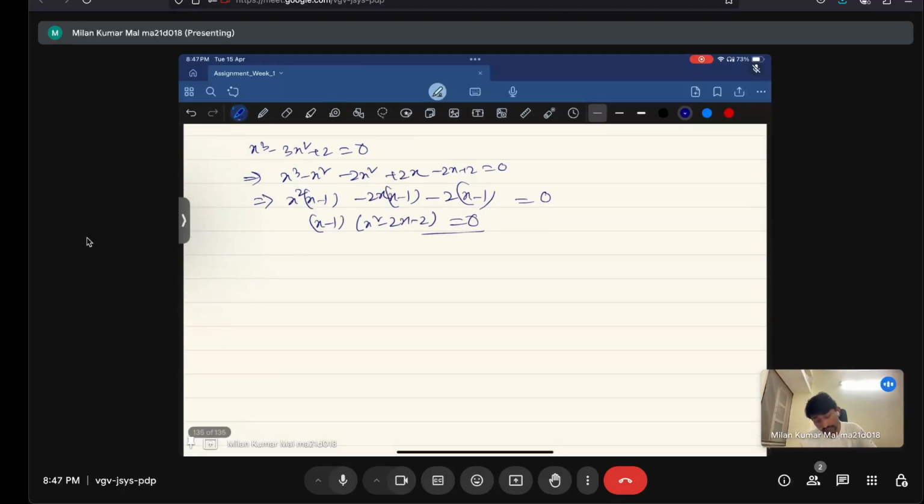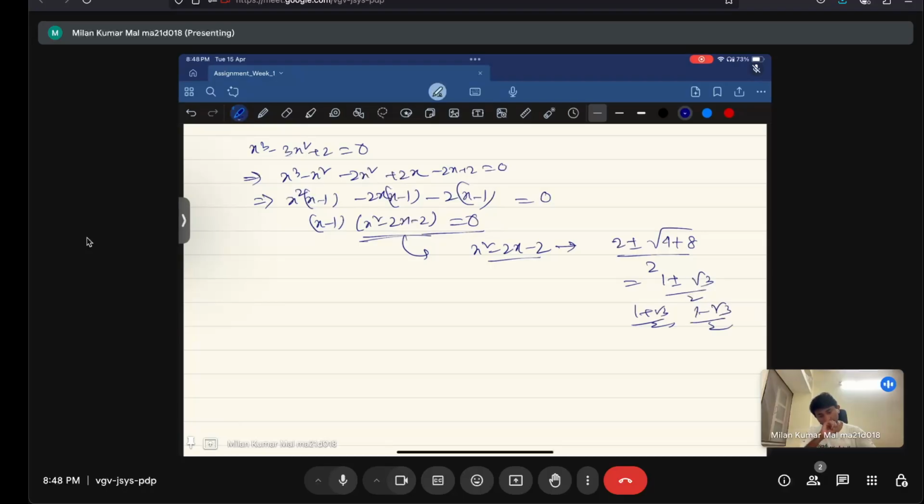So what we can say is that this is real, but note that for this particular factor, x squared minus 2x minus 2, what are the roots? Using minus b plus or minus root of b squared minus 4ac, over 2a, that is 4 plus 8, 12, so the roots will be 1 plus or minus root 3. So 1 plus root 3 is a solution, 1 minus root 3 is a solution.